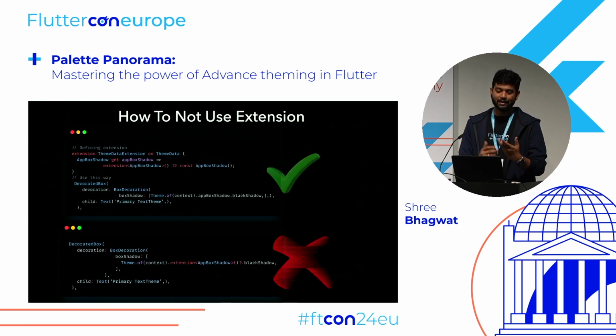Instead, you create an extension: extension ThemeDataExtension on ThemeData. You create a separate extension over here, and then you create a getter inside it, which will help you get the values directly. So you don't have to initialize it again and again. You can just use the getter value to get the theme, and of course, how you use it normally inside the box, you can use it over here as a decoration box.